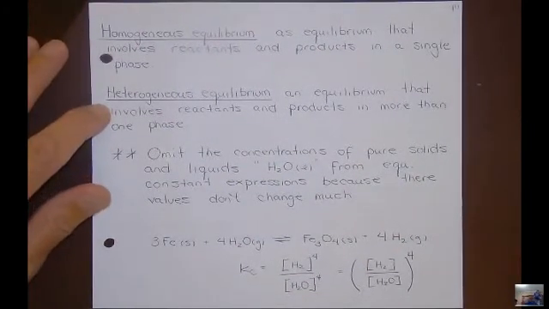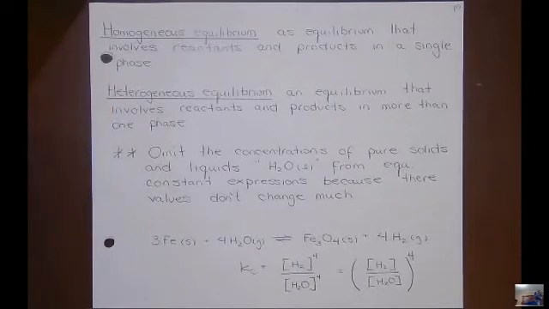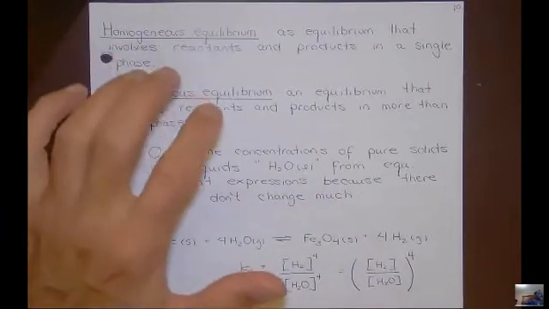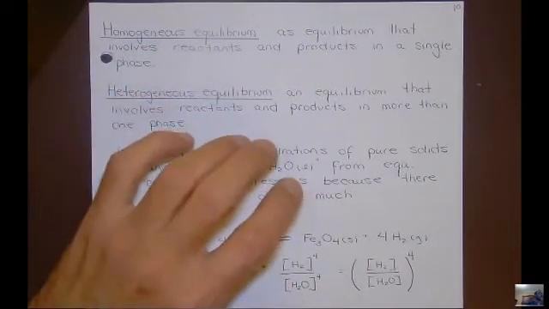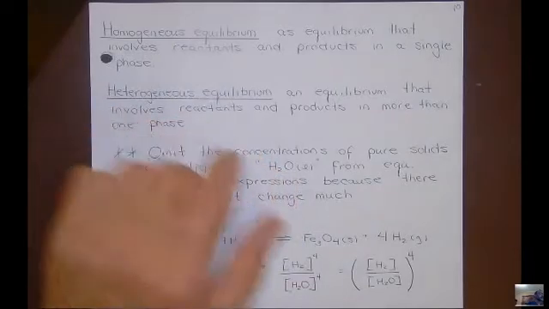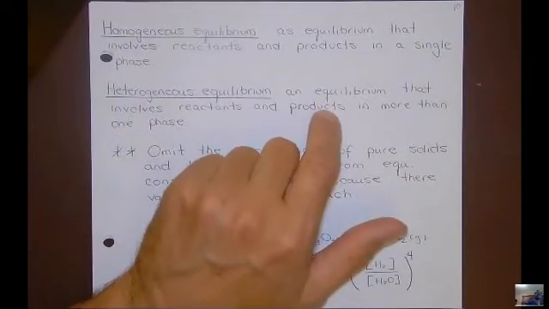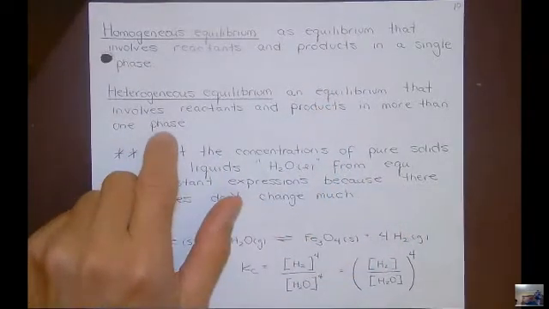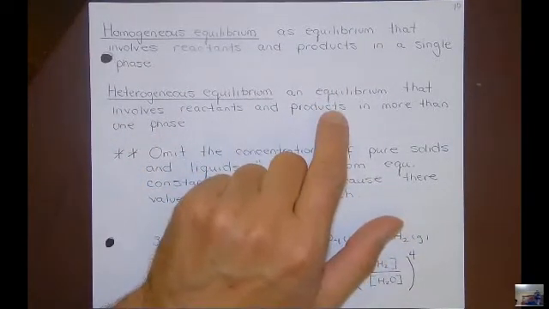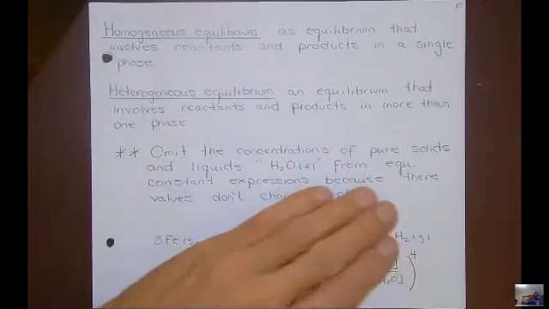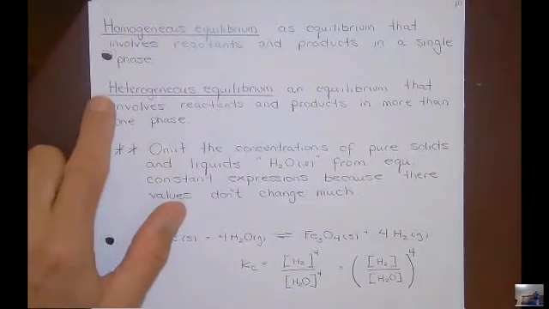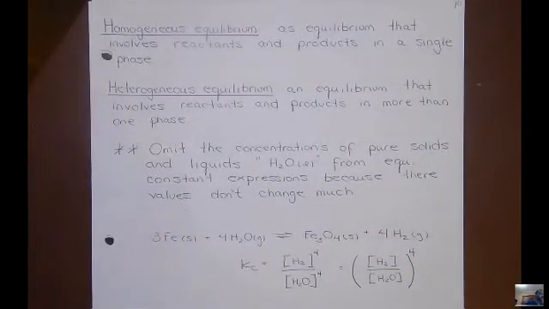Heterogeneous solutions have something that's not in one of those phases. So let's say you have most of the chemical reactants and the products in the aqueous phase, but you have a solid or a gas. Then you would leave those things out, okay? The other thing that you're going to leave out is liquid water, and we'll talk about the reason. Okay, so let's read the definition of a heterogeneous equilibrium. Heterogeneous equilibrium is an equilibrium that involves reactants and products in more than one phase.